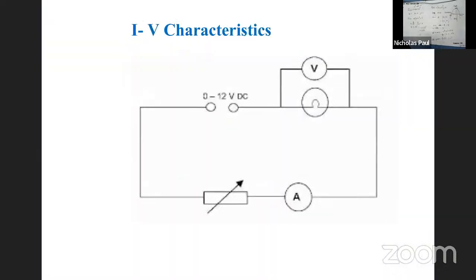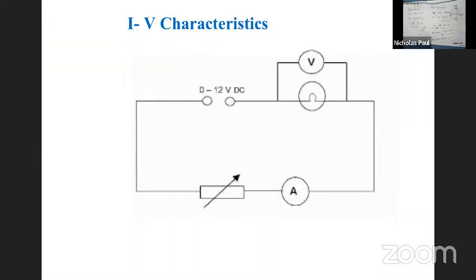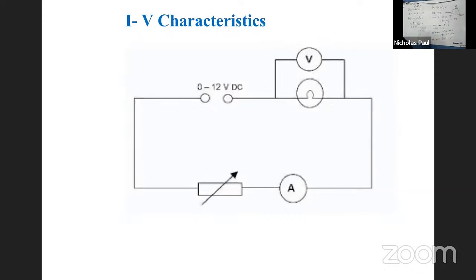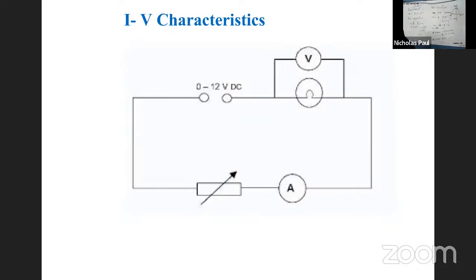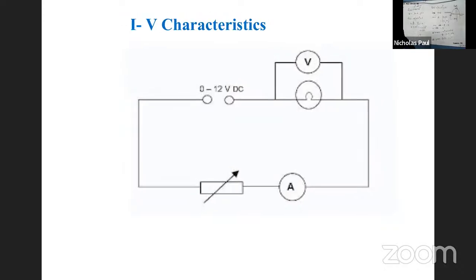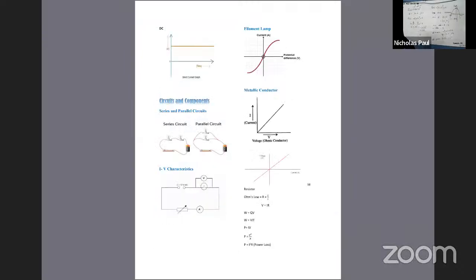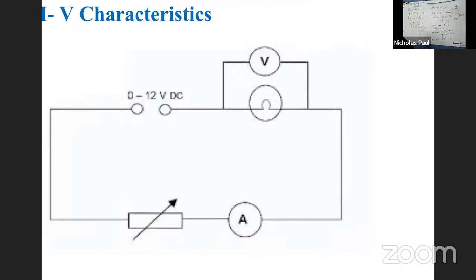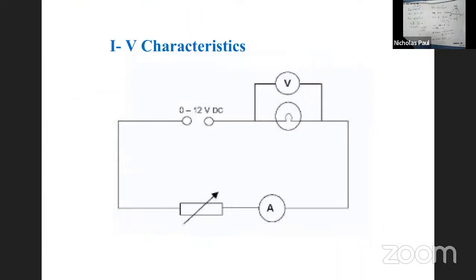When they say to plot the IV graph, this is the circuit that you'll always use. A circuit must have a supply, it must have a load, it must have a rheostat, and a switch. This one doesn't have a switch, so it should have a switch as well. Your voltmeter is always connected in parallel and your ammeter is connected in series.